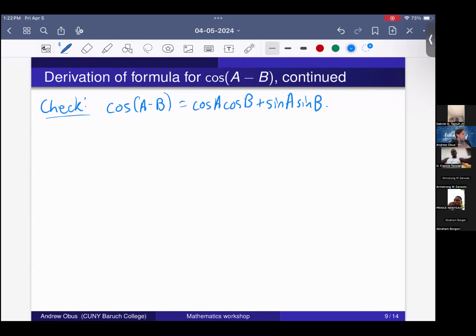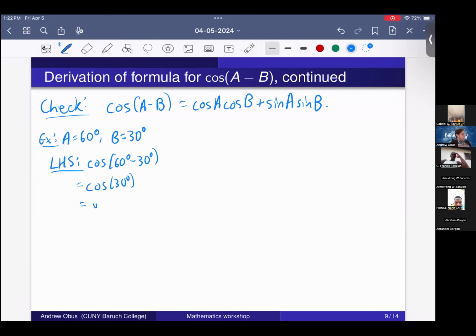So let's do the same example. Let's say that A is 60 degrees and B is 30 degrees. Then the left-hand side, LHS, we have cosine of 60 degrees minus 30 degrees. That's equal to cosine of 30 degrees, and that, if you recall, is square root of 3 over 2.